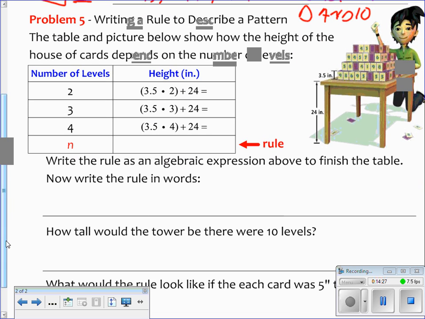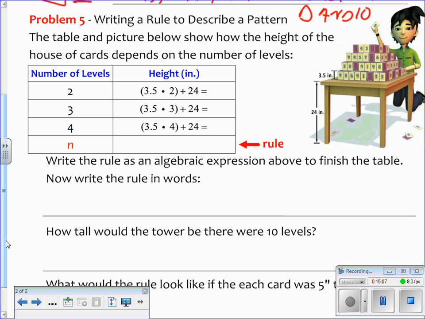Okay, problem number 5. Writing a rule to describe a pattern. So I have in the table a pattern. I wanted to come up with a rule that fits that pattern. The table and picture show the height of the house of cards based on the number of levels. So the table is 24. The height of the cards is 3.5 inches. If I have 2 levels of cards, the height is 3.5 times 2 plus 24. 3 levels of cards, 3.5 times 3 plus 24.